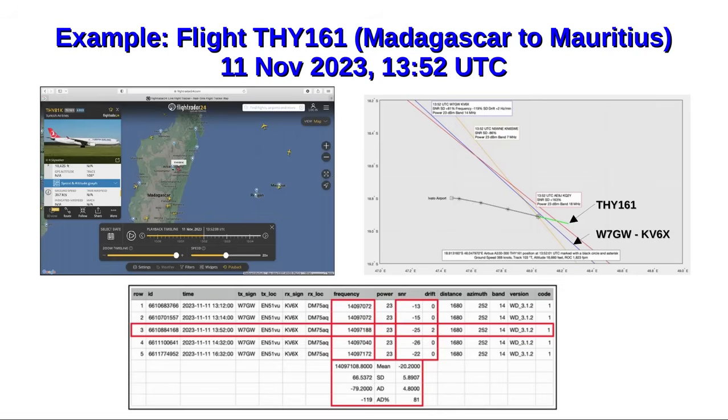The mean and standard deviation for both frequency and signal-noise ratio are computed in the appropriate columns below. The measured frequency and signal-to-noise ratio at the time of interest deviate from the mean by 1.19 and 0.81 standard deviations, respectively. There is also a frequency drift of minus 2 Hz per minute.